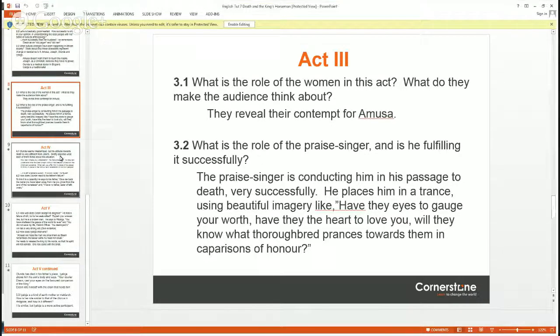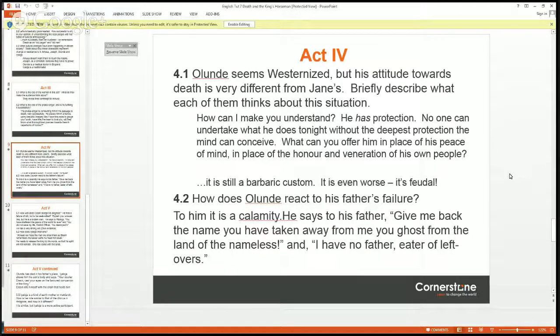Now let's go to Act 4. Okay. Olunde seems westernized. This is the doctor. This is Elesin's son, of course. But his attitude towards death is very different from Jane's. Briefly describe what each of them thinks about this situation. This situation where Olunde's dad is expected to willingly die, make himself die. There's no violence involved. He doesn't have to drink poison or slit his wrists or anything like that. He shuts down his vital organs by the power of his will.